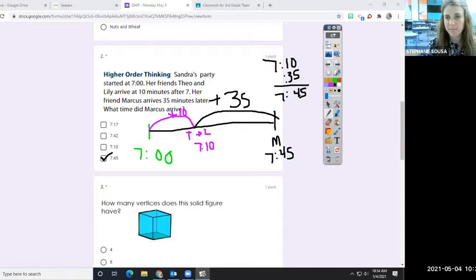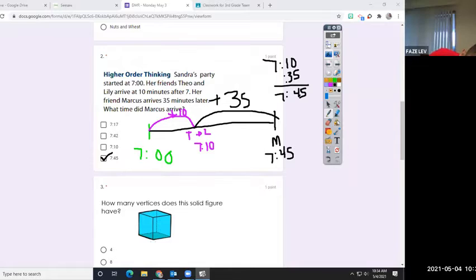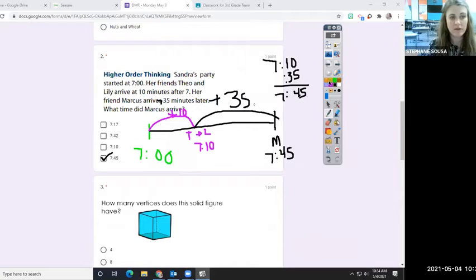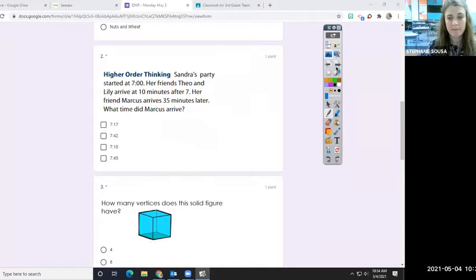Yes, 11. So if you really think about it, because they got there at 7:10, so there's no 7:35, so it's 7:45. Yes, it does not have an hour in front of it. That is correct. Good connection.